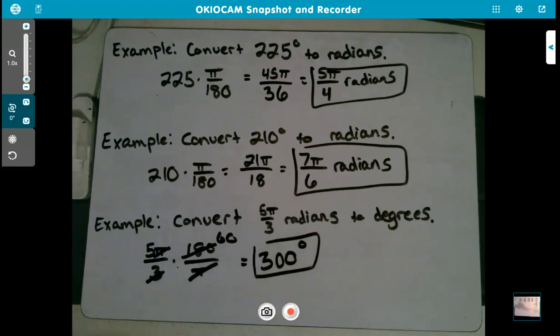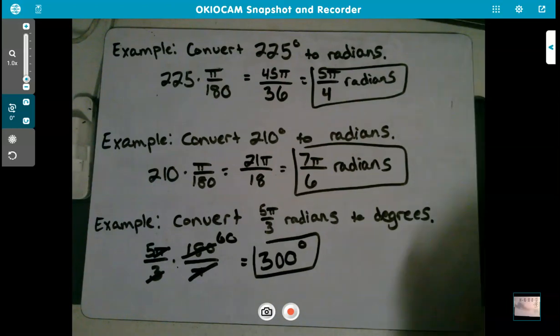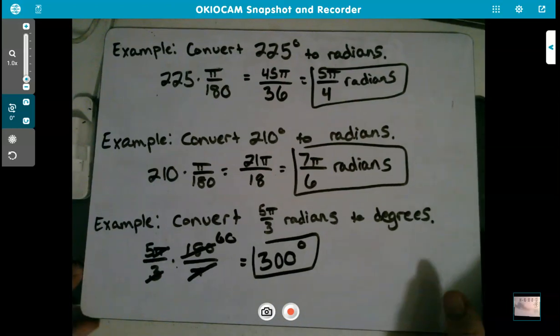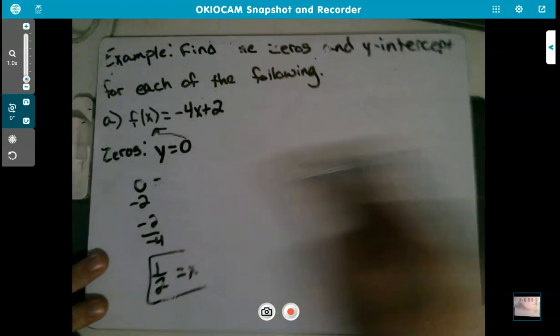Again, like I said, we just multiply it by 180 over pi and then reduce it as much as we can. Let's do one more example of that just to make sure we have it down.